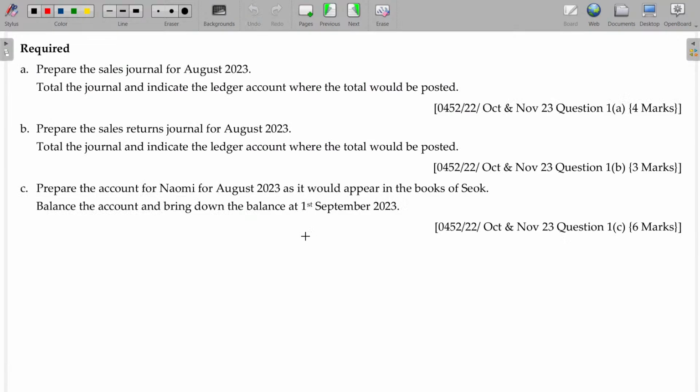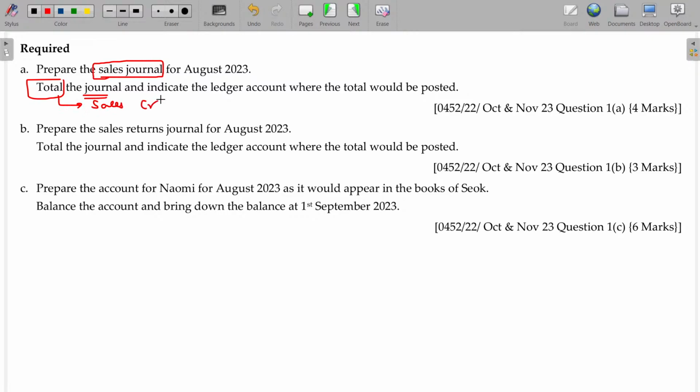Now what you have to do? Prepare the sales journal, that you know. Total the journal and indicate the ledger account where the total will be posted. The total is transferable to the sales account. You have to transfer that to the sales account, credit side.